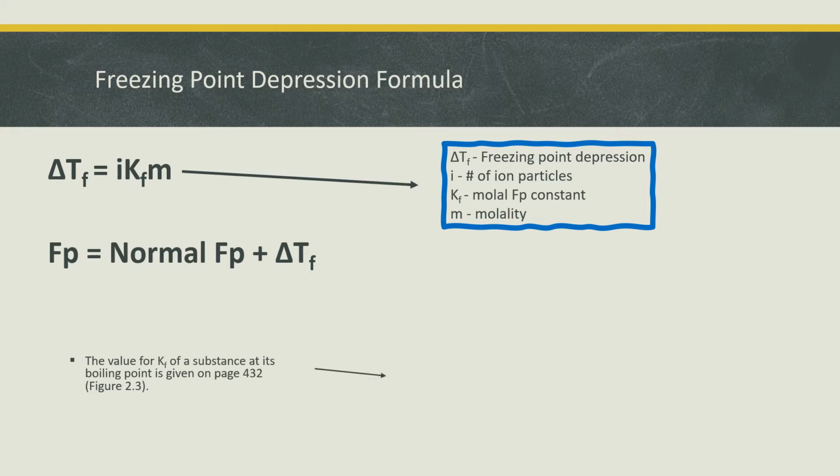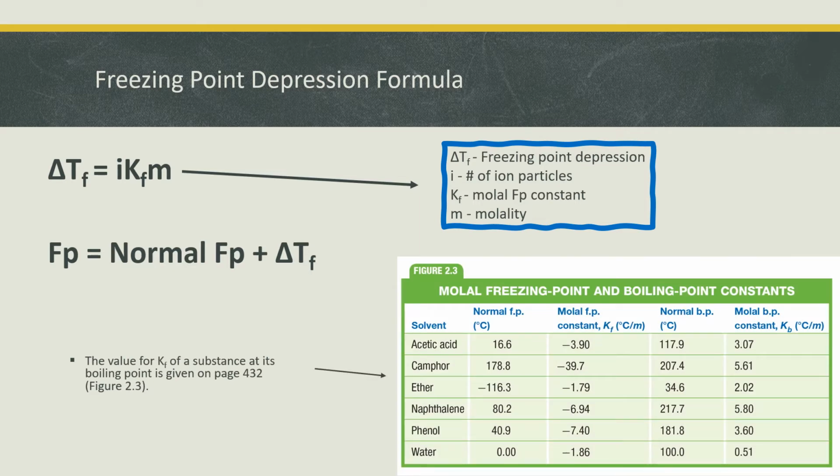Again, I have for you the chart that's from your book here on your paper. So if we take another look here at water down here, we see that the normal freezing point of water is 0 degrees Celsius. So if we're using the second equation, that normal FP would be 0. And then if we were using the first equation, the K sub F, the molal freezing point constant, would be negative 1.86.